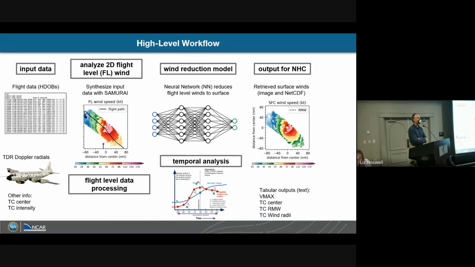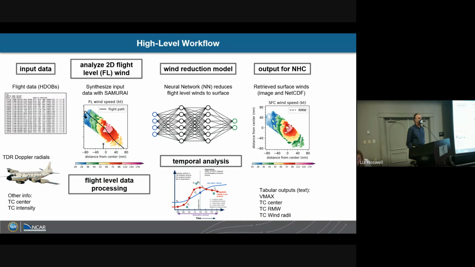So on the top of this figure, you basically have a spatial workflow. And this describes how we're melding these observations together using SAMURAI, Michael Bell's SAMURAI technique. And then we're taking the flight level winds, both from tail Doppler and the in situ obs, and we're reducing these with a wind reduction model, which I'll talk more about. And the final output is a nice, pretty picture of surface winds that we think are quite high quality. And so you can also get parameters out, like the key parameters, intensity, the max winds, RMW, et cetera.